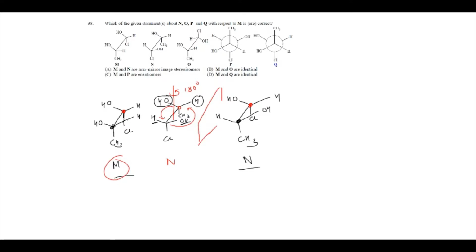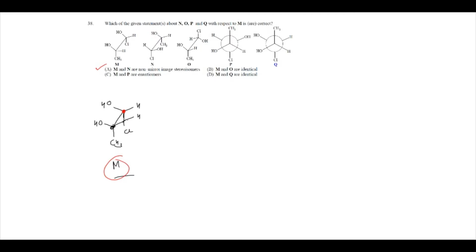So they are kind of diastereomers. So option A is actually a correct option. Now M and O are identical. To prove that, I have to draw O here. So let me erase this part. I will keep the M.